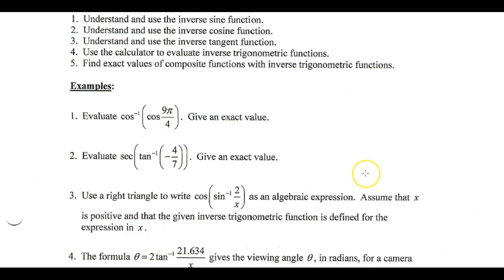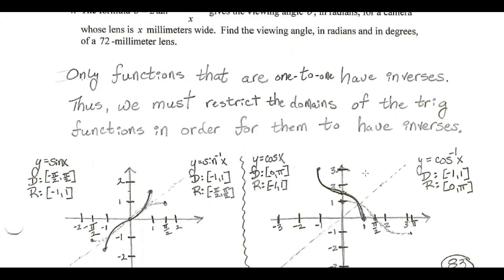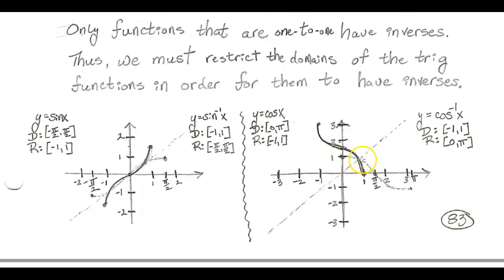Okay, so these are the examples we want to use. Before I talk about the examples, though, let's go through this idea here. First of all, I hope you remember that only functions that are one-to-one have inverses, right? That means they have to pass a horizontal line test. A horizontal line can only pass through them once. For every value of y, there can only be one value of x. So it's a stronger condition than just being a function.